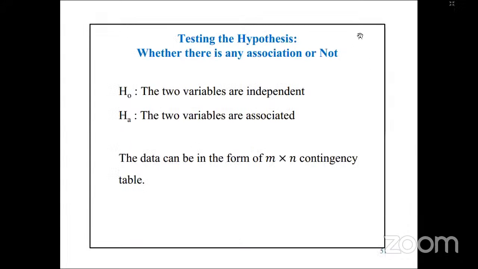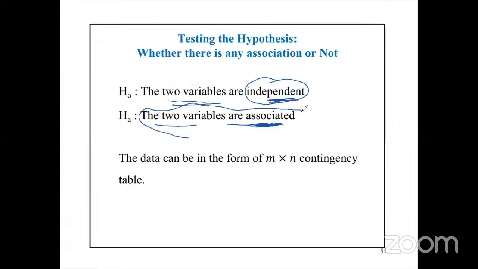Now in general, how to set up the hypothesis here? The null hypothesis says that two variables are independent, and the alternative hypothesis is that two variables are associated. So look at the way the null hypothesis is set up. It is independence of two variables, while the association is included in the alternative hypothesis, right?